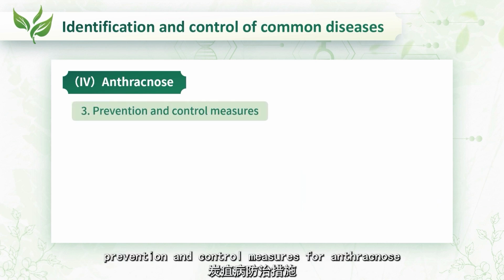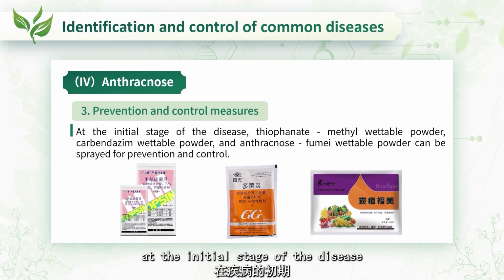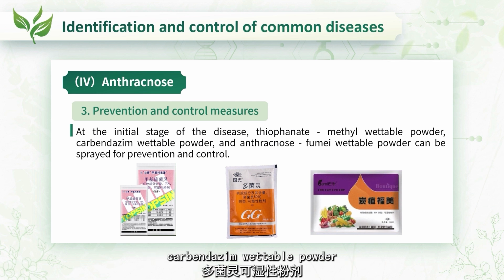Prevention and control measures for anthracnose. At the initial stage of the disease, thiophanate-methyl wettable powder, carbendazim wettable powder, and anthracnose fumigate wettable powder can be sprayed for prevention and control.